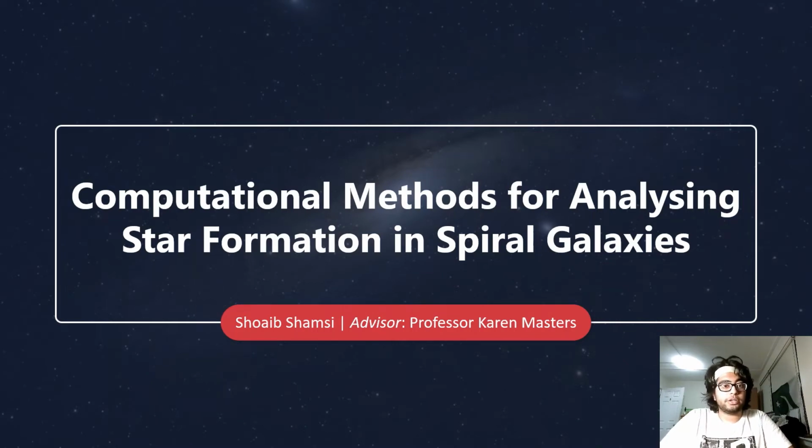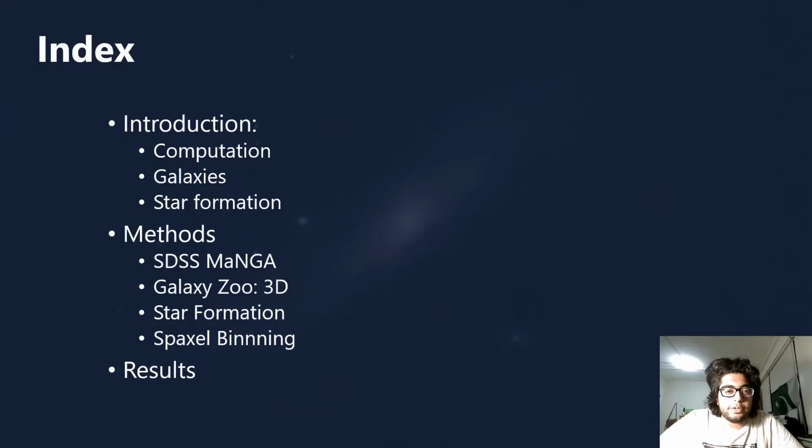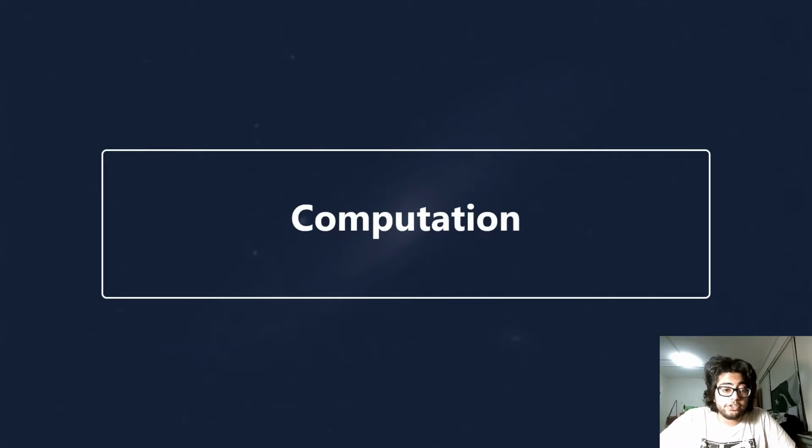My name is Shuaib Shamsi and we're going to be talking about computational methods for analyzing star formation in spiral galaxies, which is my thesis. The basic structure is that we're going to talk about computation in astronomy, galaxies and star formation in general, as a prelude to the methods, where we'll discuss the datasets that we're using and some of the caveats for that dataset usage, and then we'll jump onto the results that we have for our research. So first, computation.